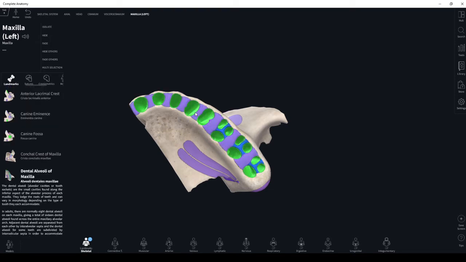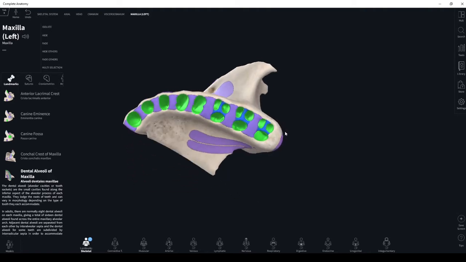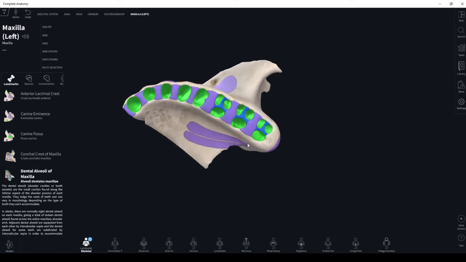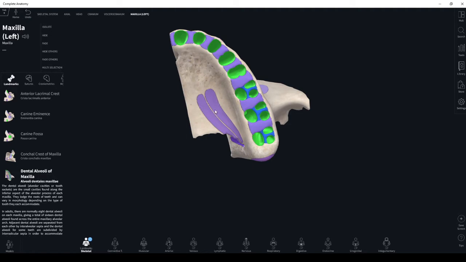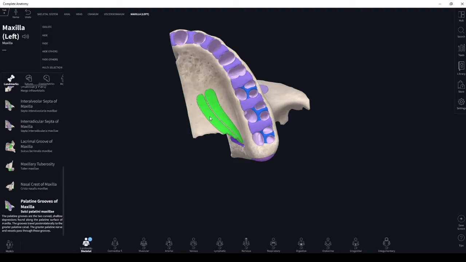Alveoli are compared with dental alveolus, also with the tooth. You can see that molar teeth and premolar teeth have different shapes of the alveolus by the amount of the roots of the bone. Next one, on the palatine surface, you can see the two grooves.